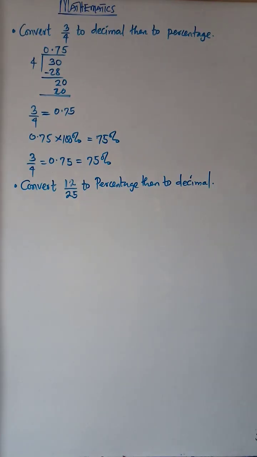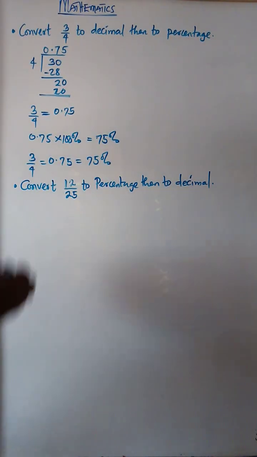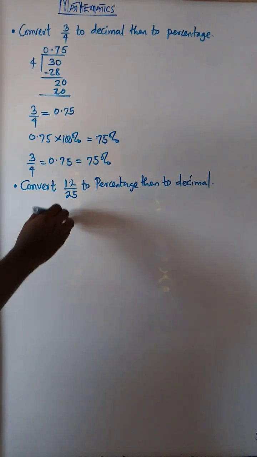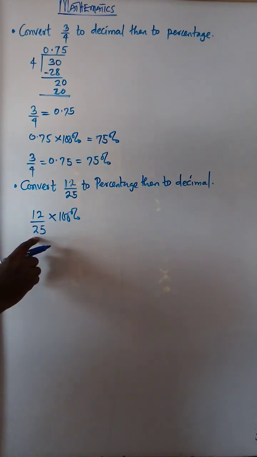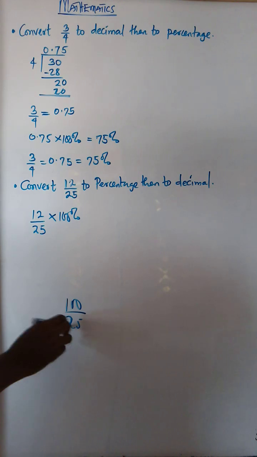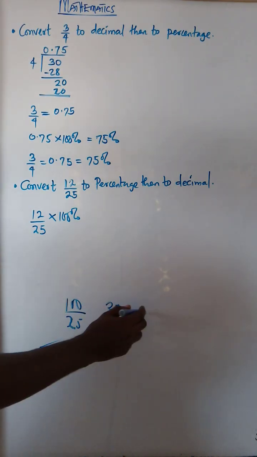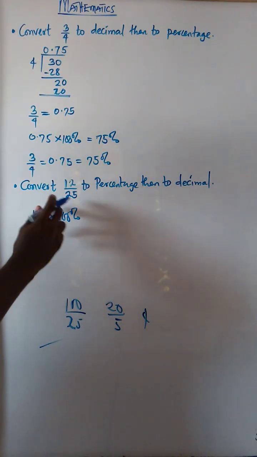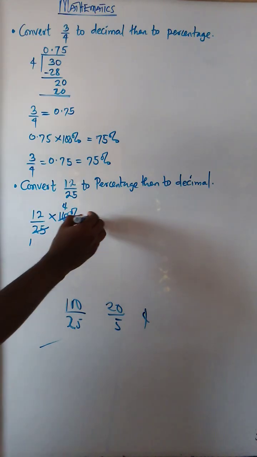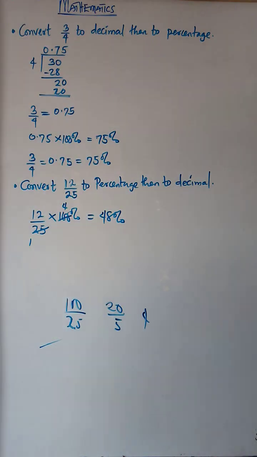Now, this question: convert 12 over 25 to percentage, then to decimal. So that should be more direct. 12 over 25 to percentage, just multiply by 100%. Then how many 25 can we see in 100? That will be 4. You can cut it. 100 to 25, you can start with 5. 5 in 10, 2, 0. 5 in 5, then 5 in this, 4. So 25 in 100 is 4. So now here 1, 25 here is 4. 4 times 12 is what? 48. So it means 12 over 25 is 48%.